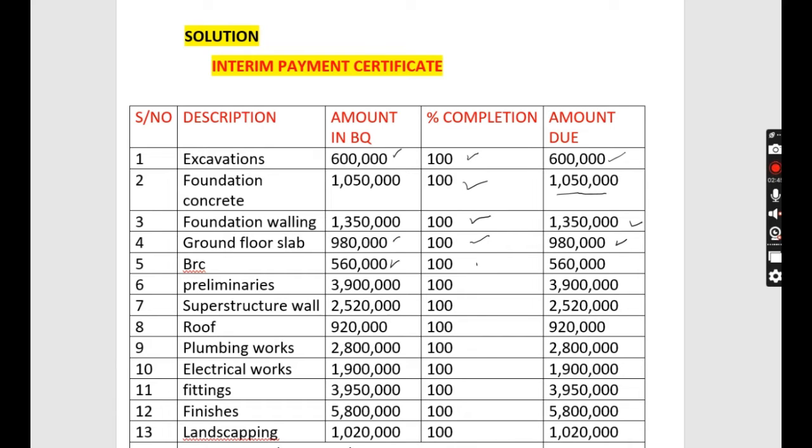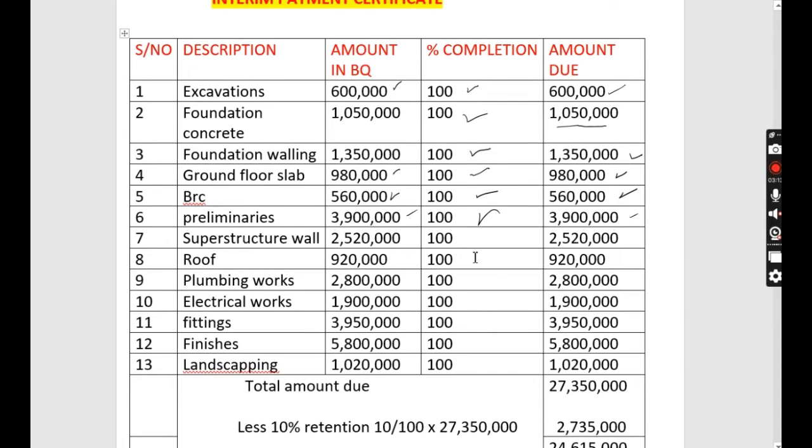100% completion. What needs to be paid is 980,000. BRC is 560, 100% completion. This is what needs to be paid. And then we have preliminaries, 100%. This is what needs to be paid. Superstructure, the same. If you look at all these, they are 100% completion. So if it is the amount that we have here, 100% of it is the amount that the contractor needs to be paid. So tabulate that for superstructure, roof, plumbing, electrical, fitting, finishes, and landscaping. Up to this end, then let's find the total amount due.